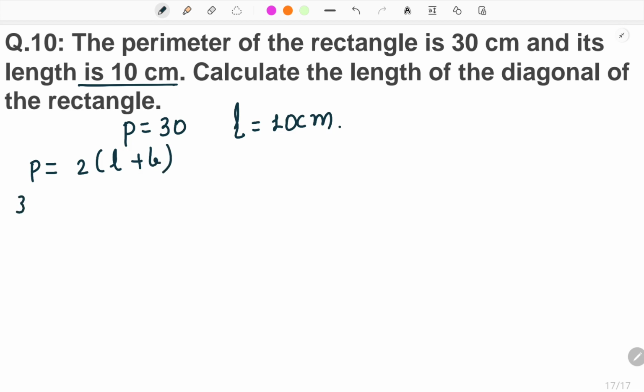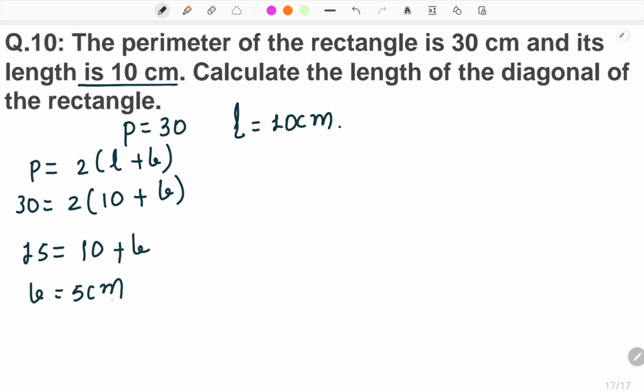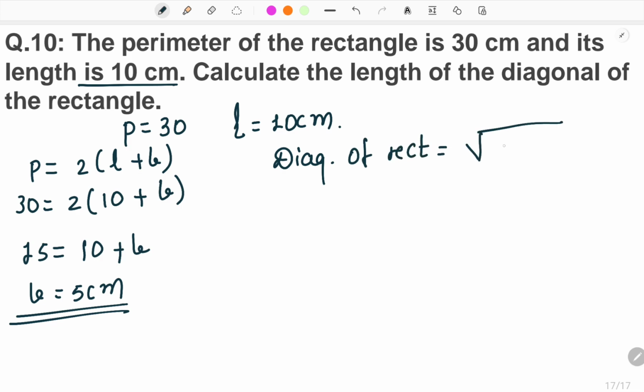We know the value of perimeter, we know the value of length, we have to find the value of breadth. Okay, keep it as it is. So this will give me 15 is equal to 10 plus breadth. So value of breadth is equal to 5 centimeter. Okay, I got the value of breadth. Now I can find the diagonal of rectangle. To find the diagonal of rectangle, what was the formula? Under root of L square plus B square.